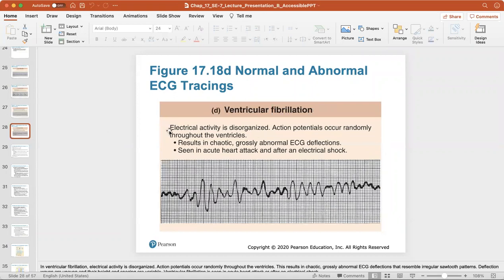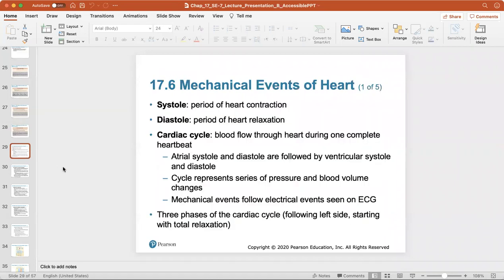Here's a look at ventricular fibrillation, where the electrical activity is totally disorganized. Action potentials occur randomly throughout the ventricles. This results in chaotic, grossly abnormal ECG deflections. It can be seen in acute heart attack and also after electrical shock.